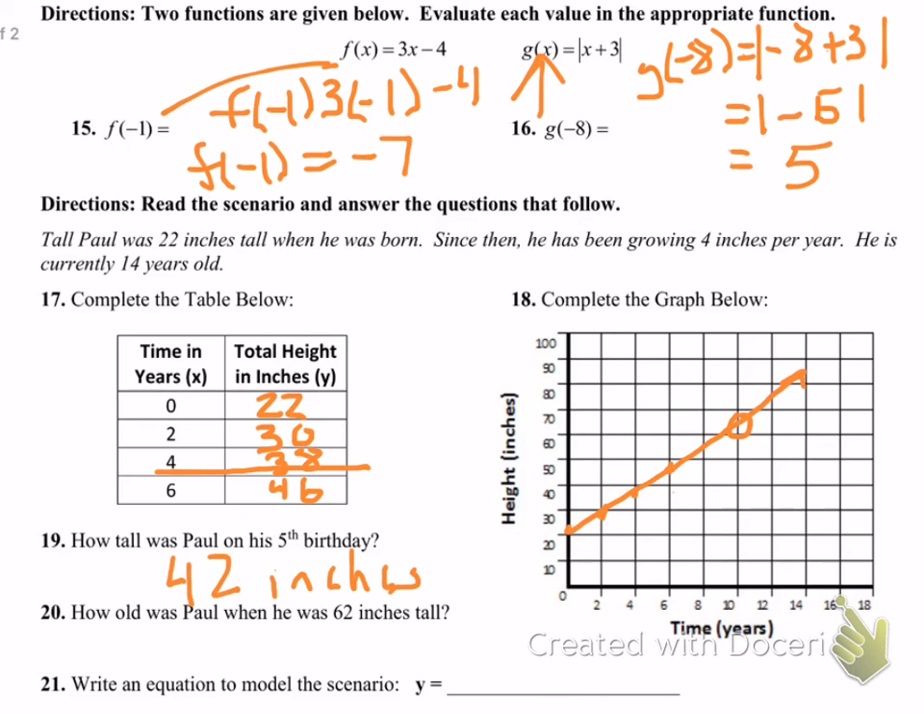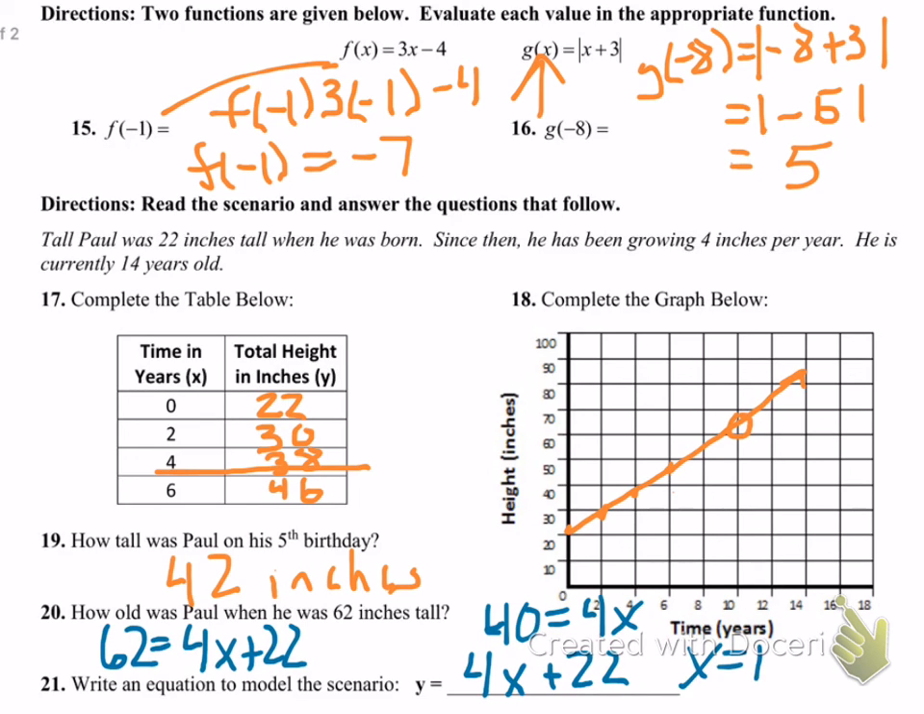Okay, let's check that. I'm actually going to fill in my equation now. My equation to model this, Paul is growing 4 inches per year. So 4 times x plus the 22 inches he was when he was born. So I can set 62 equal to 4x plus 22, and I can start solving that. If I subtract 22, I'm going to get 40 equals 4x, and I get x equals 10, so like my graph said, he was 10 years old when he was 62 inches tall.